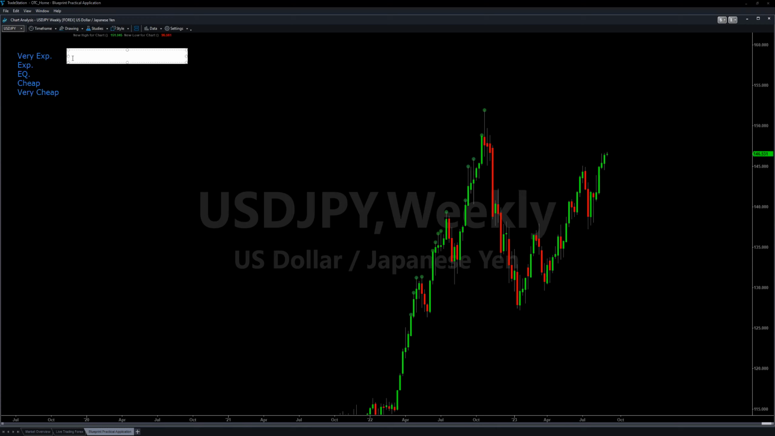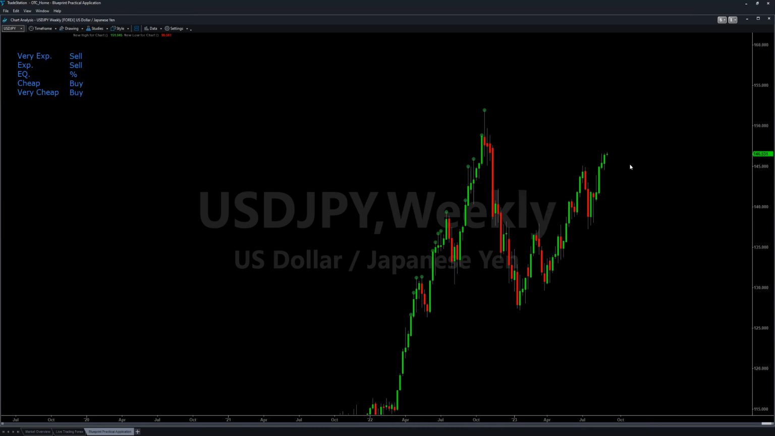In the very expensive area, of course, you want to sell the price. Expensive also. In equilibrium, we want to do nothing. In the cheap area, we want to buy, and here also. That is the idea, guys. We are looking at where the current price is, 146.501. If we are in one of these areas, the first step is to look for zones, and we talked already about drop-base-drop, rally-base-drop, rally-base-rally, and drop-base-rally. We have only these 4 zones, and that's our job here.